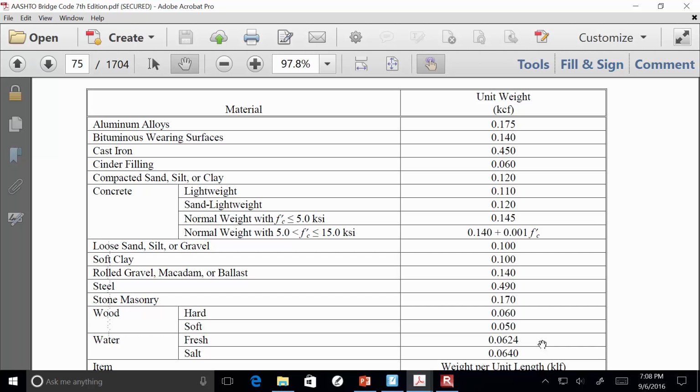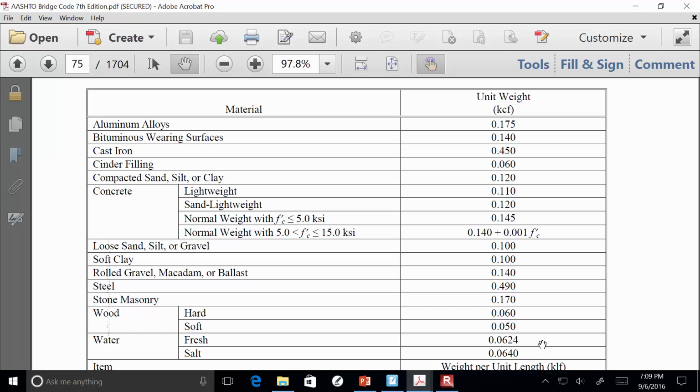Okay? Now, two of the ones that I would expect you to remember, which are pretty common, are, number one, steel. The unit weight of steel. If you have a cube of steel that's 1 foot by 1 foot by 1 foot, it weighs 490 pounds. So 490 pounds per cubic foot, or 0.49 kips per cubic foot. Okay? Now, concrete, we've got here that normal weight, regular old concrete weighs about 145 pounds per cubic foot.